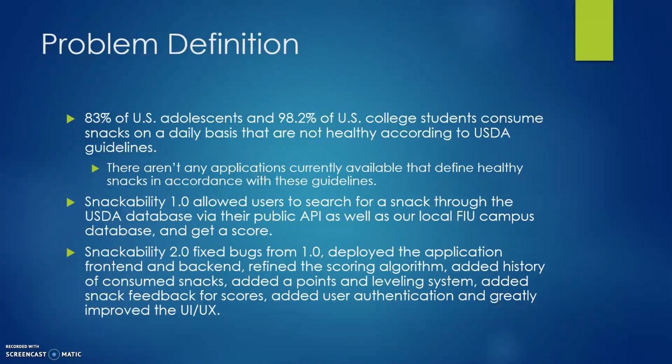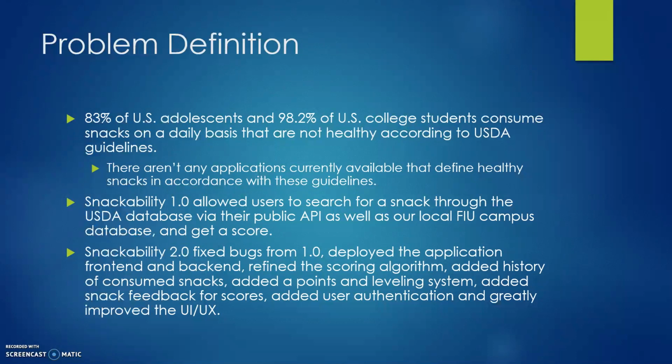So, just a quick overview of 1.0 and 2.0. 1.0 allowed users to search for a snack through the USDA database via their public API. And they also had a local curated database of all of the snacks on FIU's campus. And basically, you could search through either database, search for a snack, and get a score.